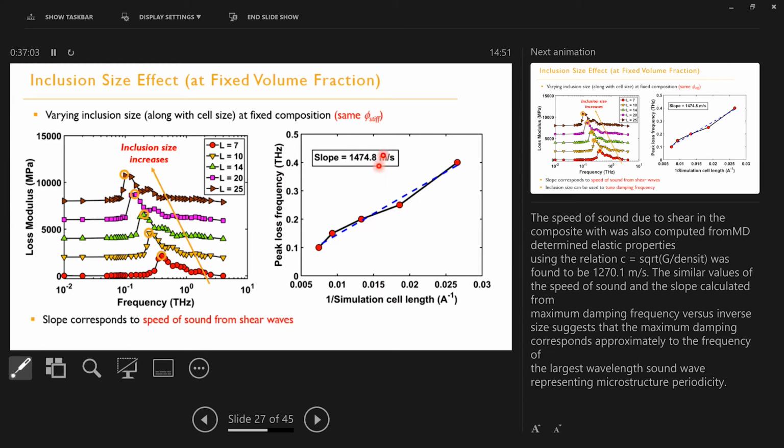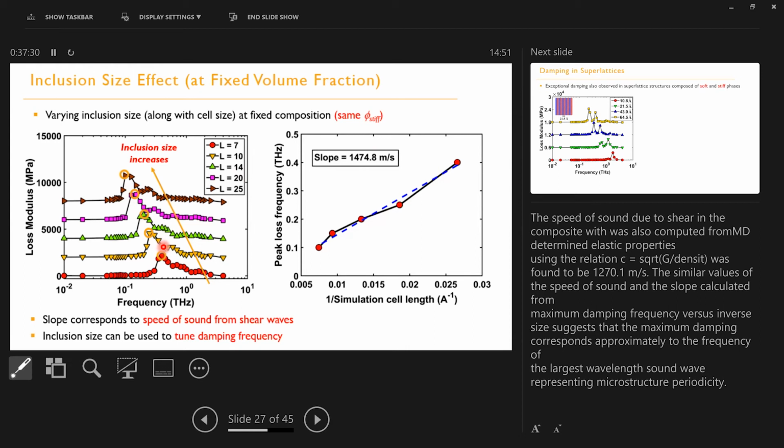And this was seen to correspond almost exactly with the speed of sound in these composites. So this gives us one more direct evidence that the phonons that are responsible for sound wave propagation are the ones that are responsible for the peak damping in these materials. So such correlations can come only when you look at the material behavior at the nanoscale.